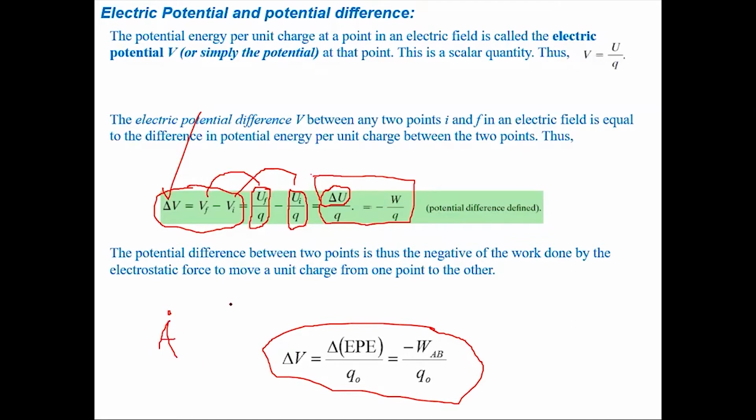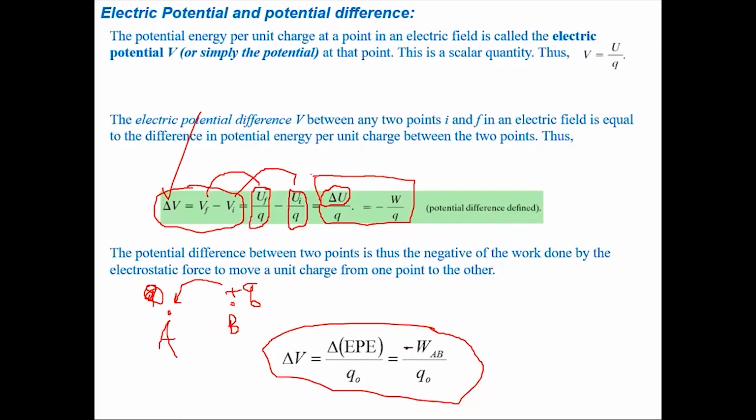And you have point B here. What is the potential difference between these two points? It is given by the negative of the work done in bringing one charge, let's say this plus Q zero charge, from here to here. So electric potential difference is the amount of work done in bringing plus Q zero charge from B to A.